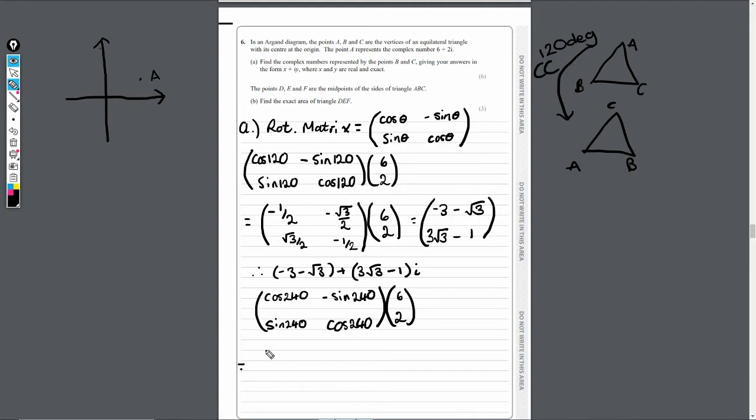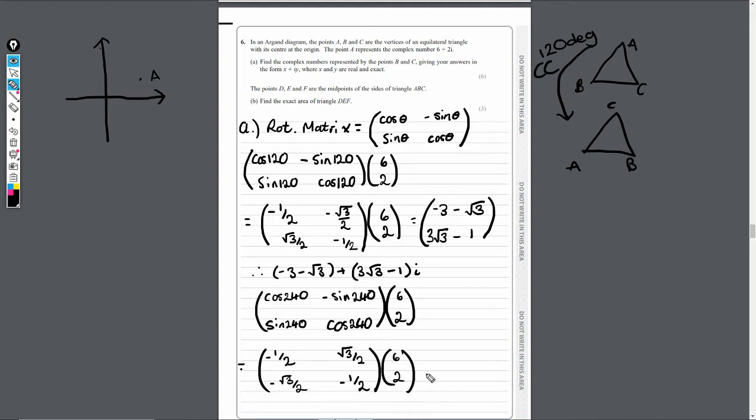This will be minus a half. This time now, this won't be negative, but it'll be root 3 over 2. This one will be negative, minus root 3 over 2. And then this will be minus a half again. Okay, so that's good. And then we're going to times it by 6, 2.